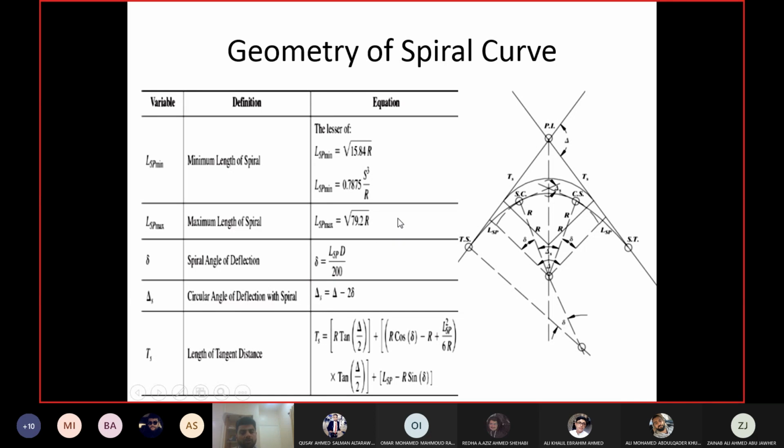Tangent runout plus super elevation runout, both. So LSP maximum is 300 and LT plus LR is, let's say, 400. So obviously you cannot go above the maximum value. You will take 300, which is the maximum given by the equation.